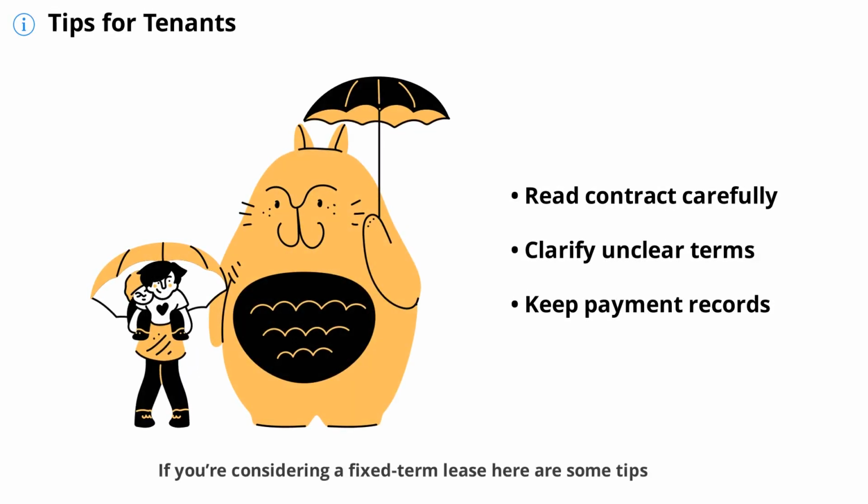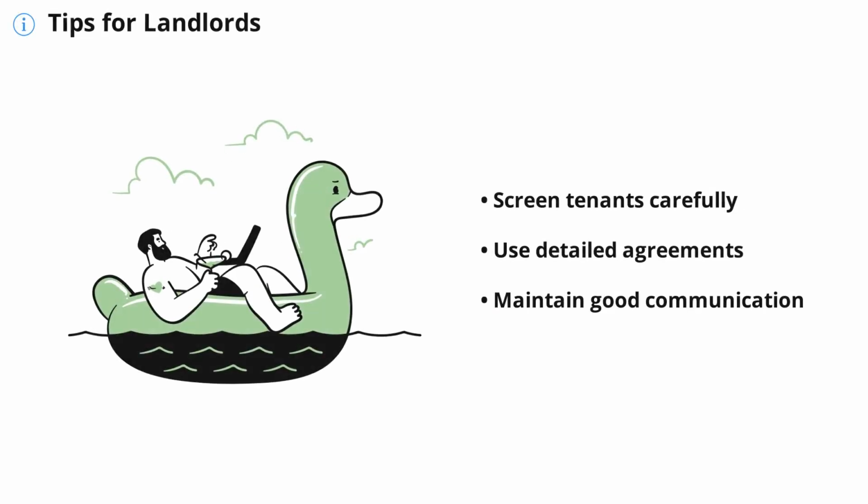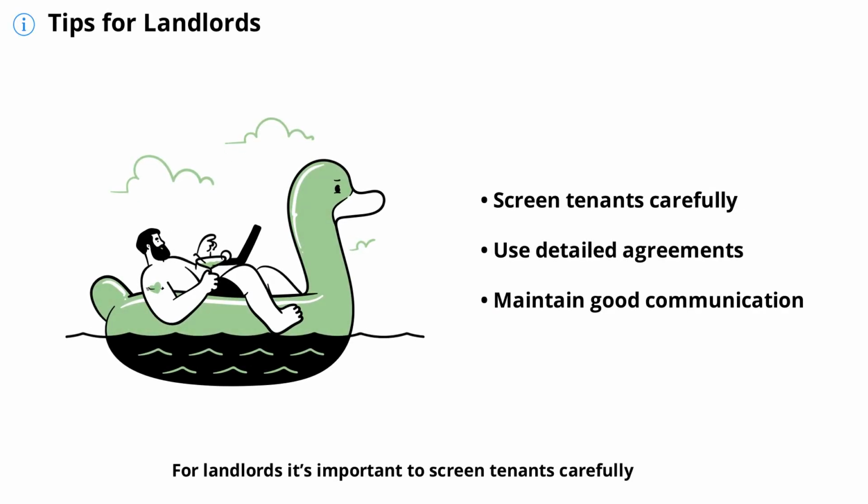If you're considering a fixed-term lease, here are some tips. Read the contract carefully, clarify any unclear terms, and make sure you can commit to the full lease period. Keep records of all payments and communications with your landlord, and always follow the rules to protect your deposit and rental history. For landlords, it's important to screen tenants carefully, use a clear and detailed lease agreement, and communicate openly.